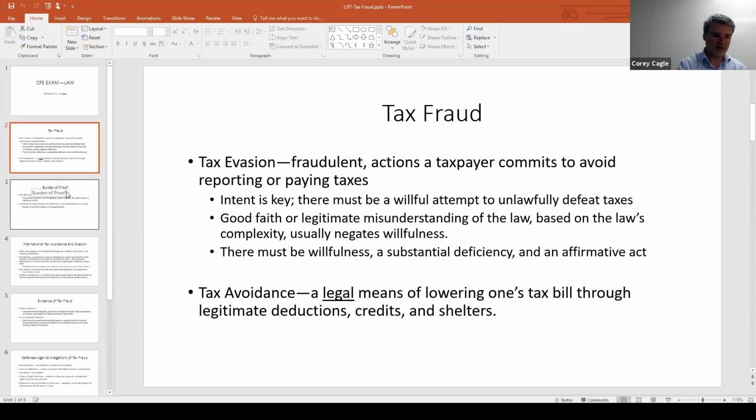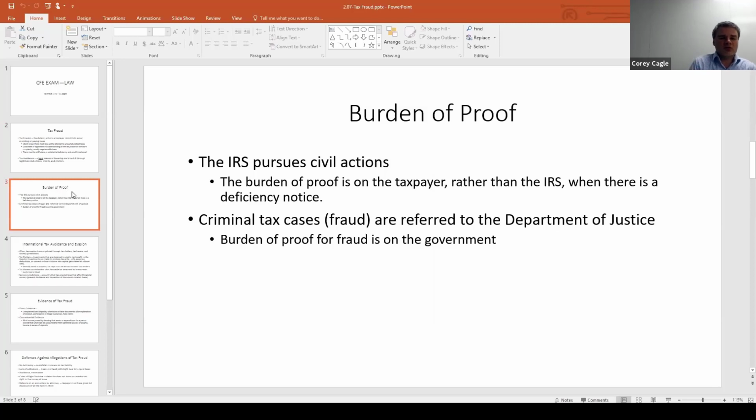Tax evasion is not. IRS is going to pursue civil actions. In those cases, the burden of proof is on the taxpayer. So IRS says, hey, we think you did this. You have to prove that you didn't. IRS doesn't have the burden of proof on that. Criminal is different. So criminal tax cases would be a fraud case. Department of Justice handles that. Burden of proof for fraud is on the government. Those are important things to note.